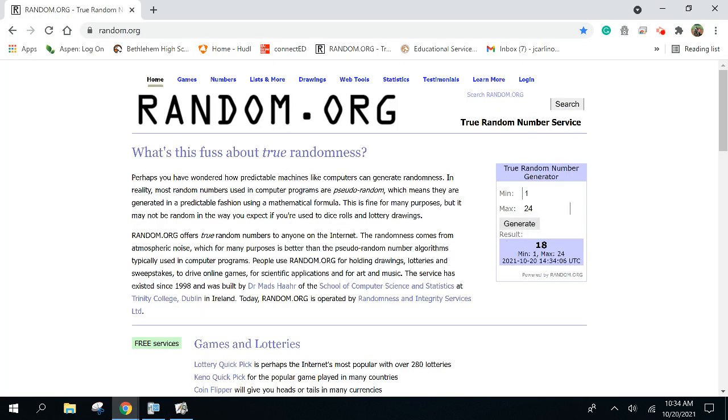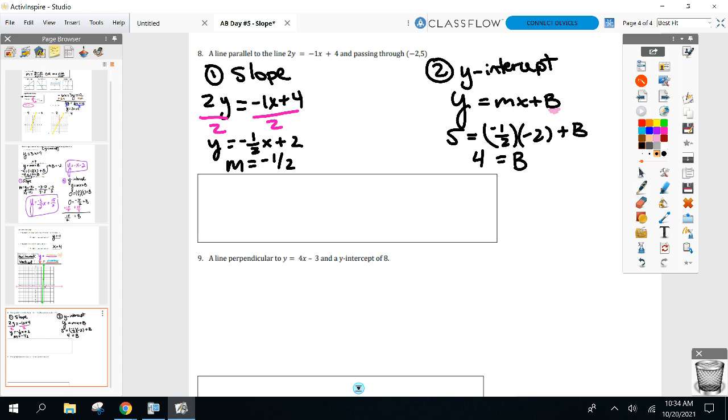Adrian, back to you today. Y equals negative 1/2 x plus 4. Yep. Good work. And there is a box there for a reason.